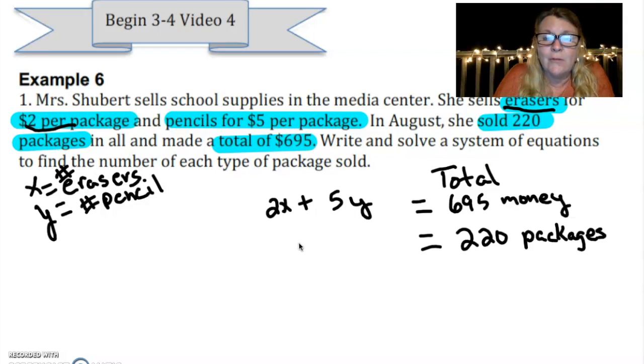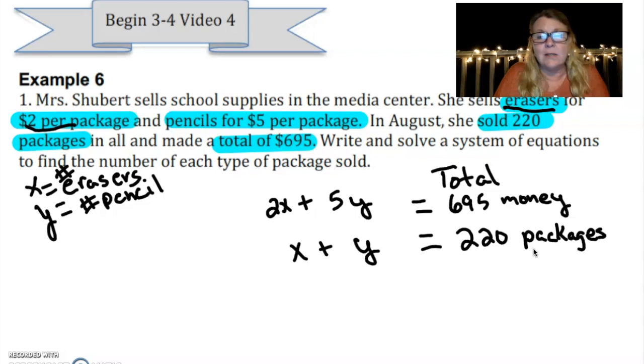So we take the number of erasers plus the number of pencils, which we said was Y. If I add how many erasers plus how many pencils, then it's going to give me the total number of packages that I sold. So there's our two equations. That makes up our systems of equations. So we've done the first thing. It says to write the systems of equations, so we've done that part. Now we've got to solve it.